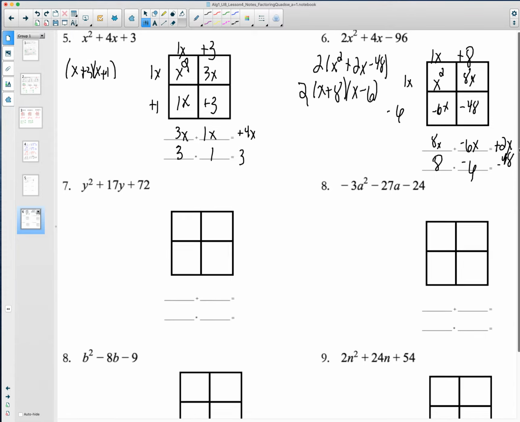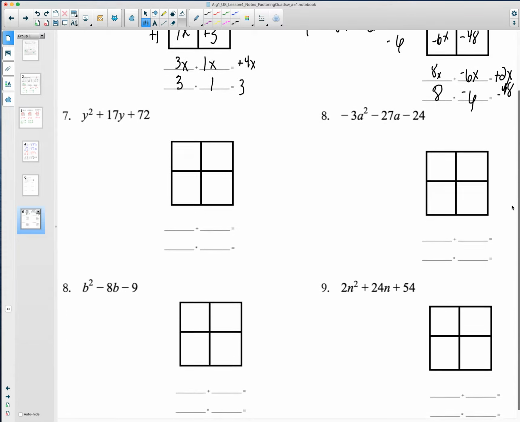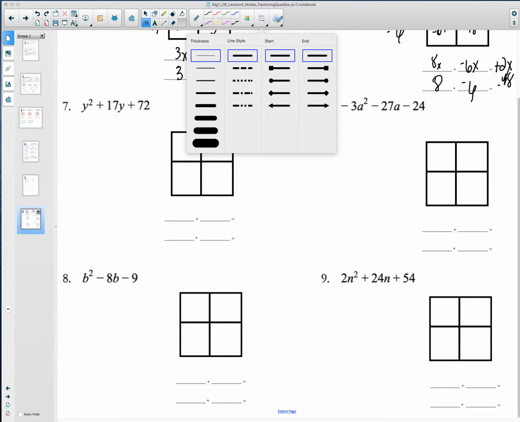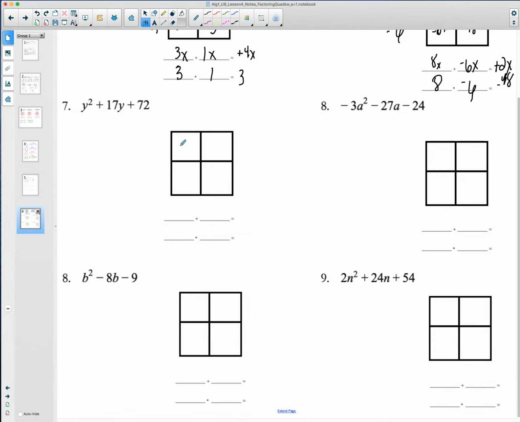So moving on to example 7. No GCF with example 7, so we can jump right into our factor pattern here. I'm just going to change colors really quickly. So we have y squared here. We have a positive 72 here. And so we do a times c, so that's 1 times 72, so that's 72. And then we have to find a way to get to our middle term here. And our middle term this time is a positive 17y.